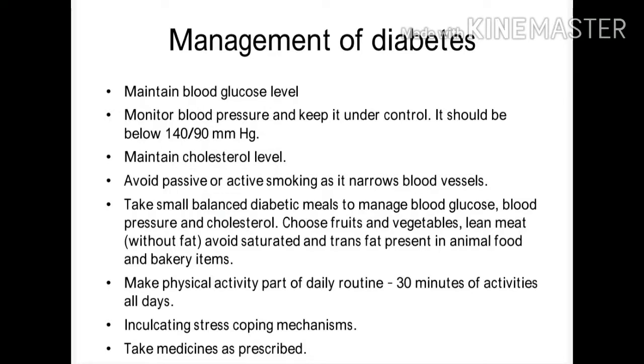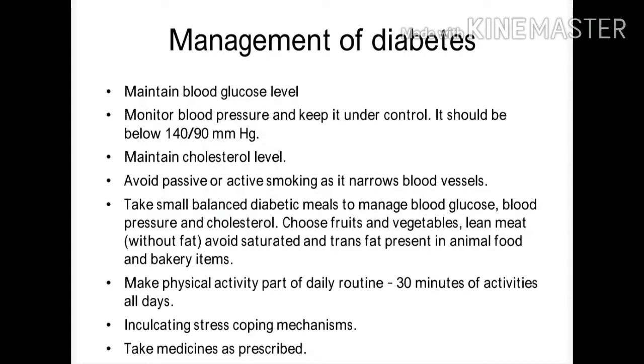Choose fruits and vegetables. Lean meat, that is the meat without fat. Avoid saturated and trans fat. Saturated fat is present in animal food and trans fat is present in bakery items. So avoid these two items and take small balanced meals. Make physical activity a part of daily routine. 30 minutes of activity on all days, including Sundays.